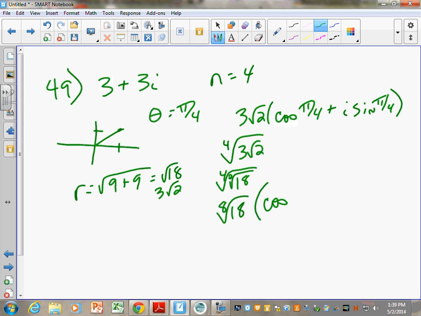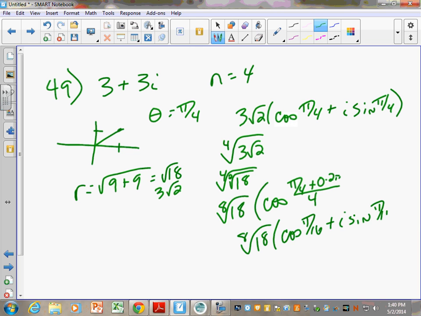That's de Moivre's theorem. And then for k equals 0, you're going to do pi fourths plus 0 times 2 pi, which is just 0, all divided by 4. So one of those answers would be cosine of pi 16ths plus i sine of pi 16ths. And if you look in the back of the book, they did not write these in standard form, which means you didn't have to write them in standard form.